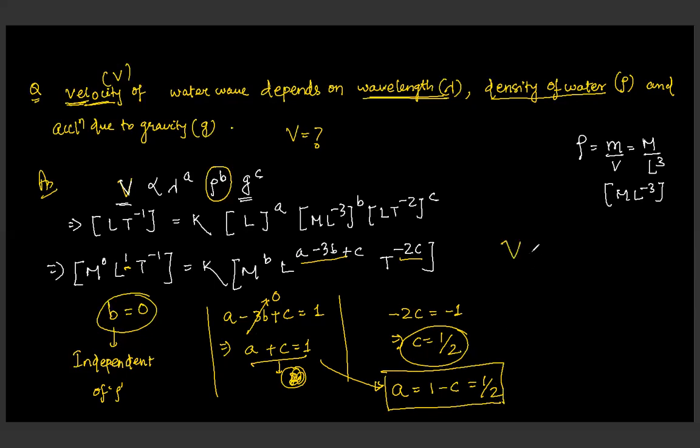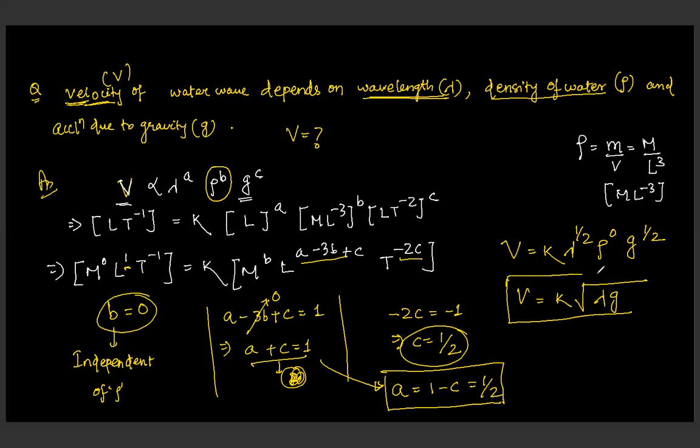So what is our expression? v is equal to k lambda to the power 1 by 2, rho to the power b, b means 0, it is independent, g to the power c, c is 1 by 2. So simply we can write v is equal to k square root of lambda g. This is the way we can relate different physical quantities if we know their dependency. This is a very important observation.